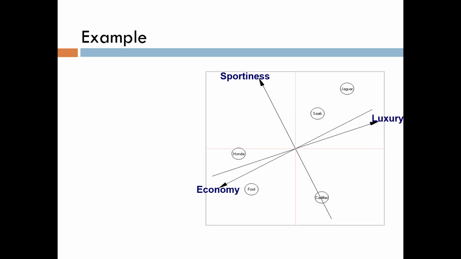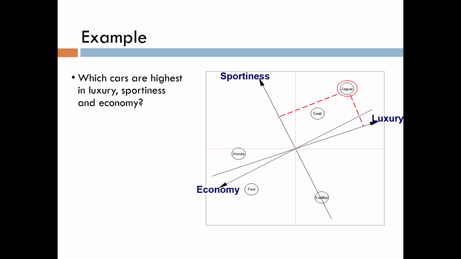So now let's ask a few questions that a manager might ask when looking at such a map. Which cars are highest in each of the 3 attributes, luxury, sportiness, and economy? If you draw perpendicular lines to the 3 dimensions from each of the circles, you'll see that Jaguar is highest in luxury and sportiness, while Honda and Ford are both seen as being high in economy, with Ford being a little higher. Cadillac does not rate highly on any of these, but instead is perceived as being low in sportiness.